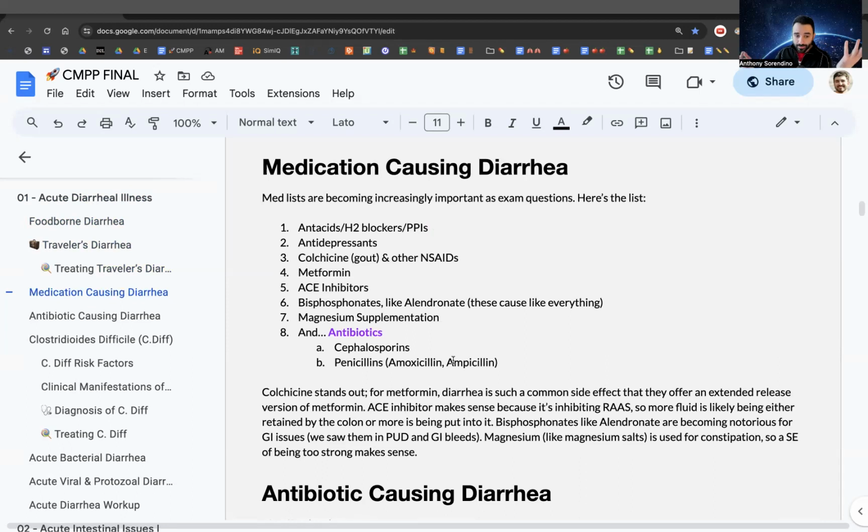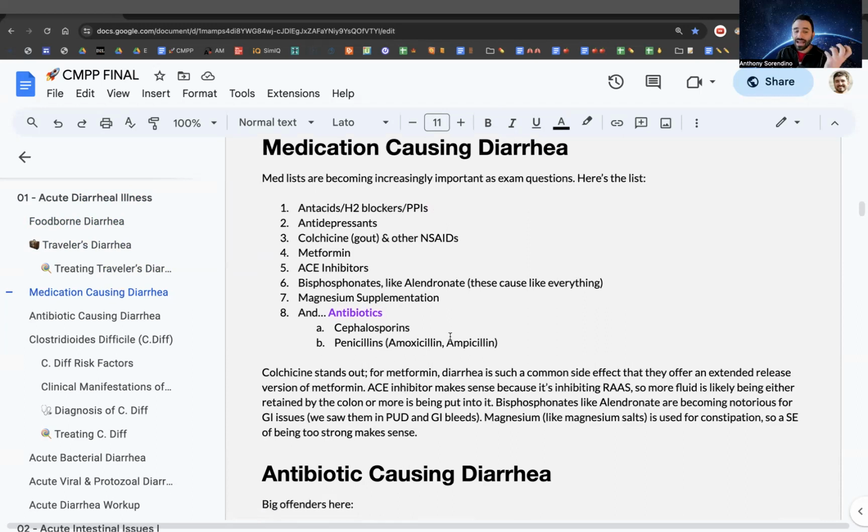Metformin, which is kind of a random one. I looked this up. Metformin can actually cause such severe diarrhea that they offer it in a long-acting version so that it doesn't cause as much diarrhea, but the long-acting version is expensive. So you'll probably remember that. There you go. ACE inhibitors as well. Bisphosphonates like alendronate, this is for osteoporosis. This causes like every GI symptom ever. So if you see that, it's going to cause diarrhea.